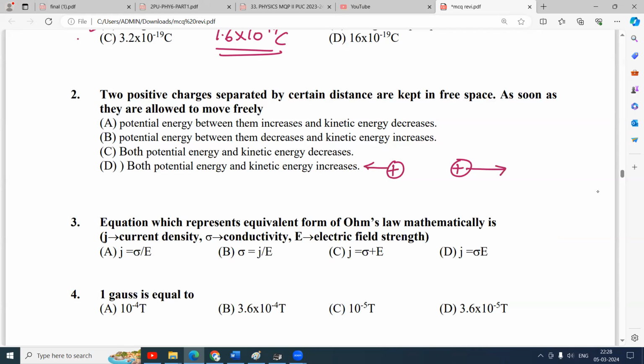So as they start moving away, their kinetic energy starts increasing, and that extra kinetic energy is obtained by reducing the potential energy. Because the distance between them goes on increasing, potential energy reduces, but kinetic energy starts increasing. So this is the answer. Both are positive charges, so potential energy between them decreases, kinetic energy increases.